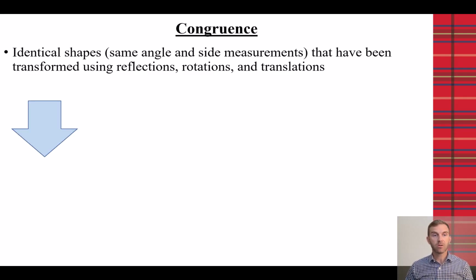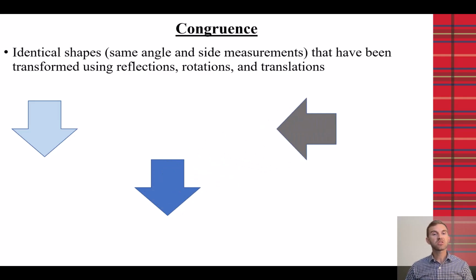So here is an arrow as a shape. If I take it and shift it downward, it's still the same shape. They are two congruent shapes. I can even rotate it and move it again, and they're still identical shapes because they have the same angles and the same side measurements.